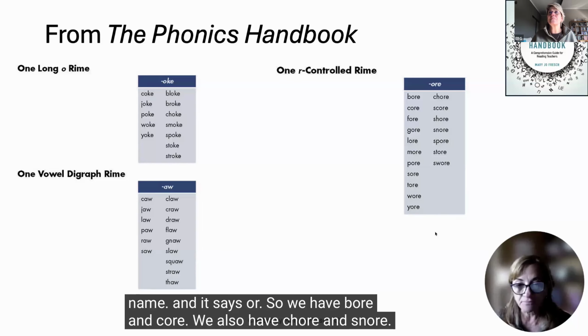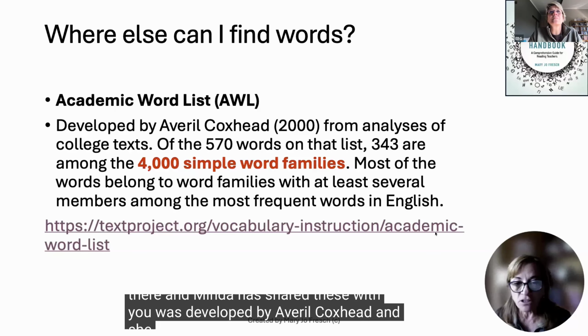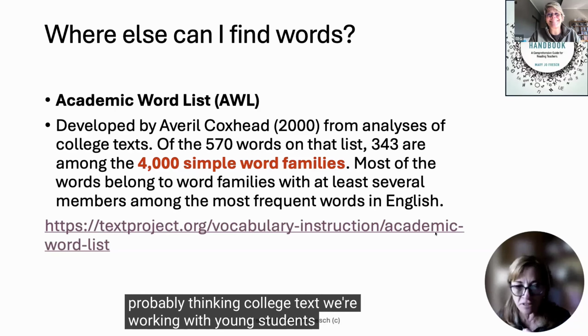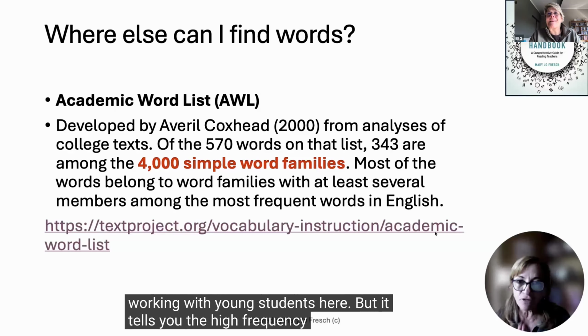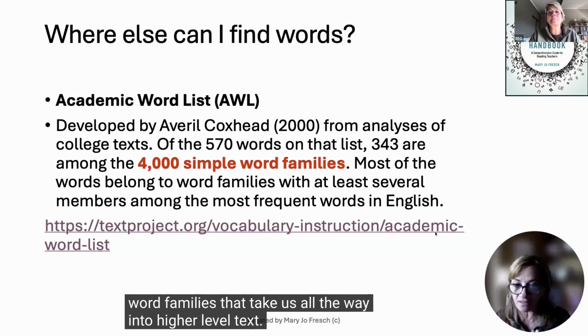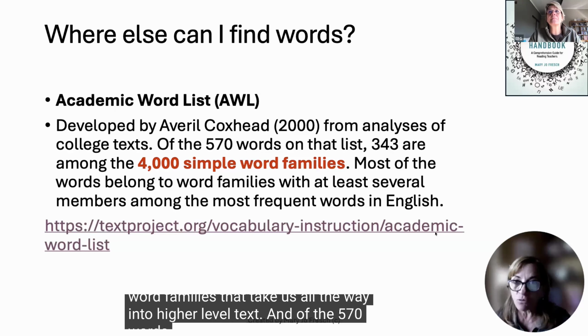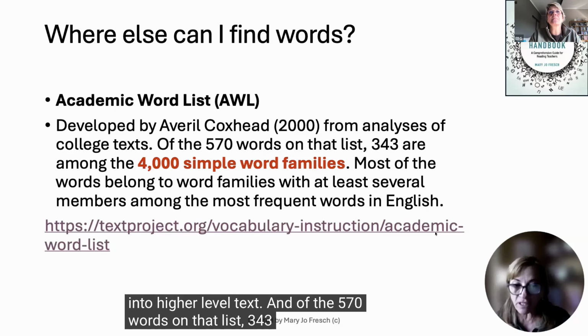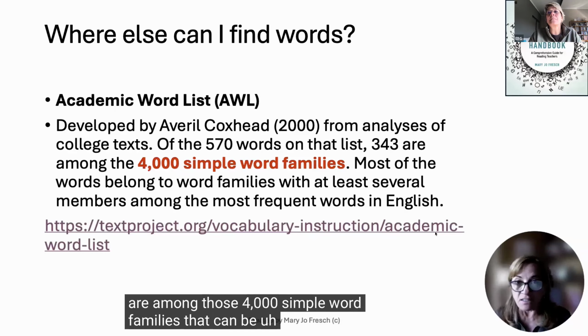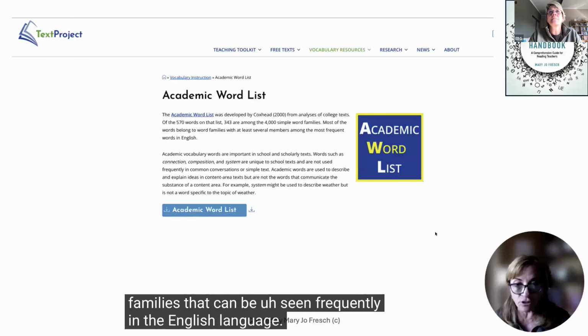So where else can you find words? The academic word list, and I have the link there, and Minda has shared these with you, was developed by Avril Coxhead. She looked at college texts, and you're probably thinking, college texts, we're working with young students here. But it tells you the high frequency of these word families that take us all the way into higher level text. Of the 570 words on that list, 343 are among those 4,000 simple word families that can be seen frequently in the English language.